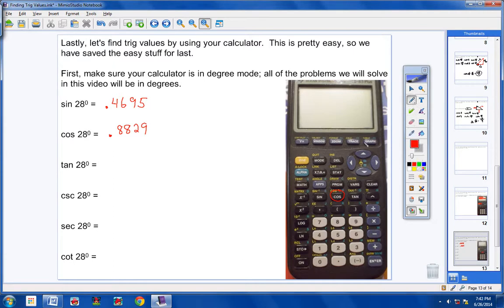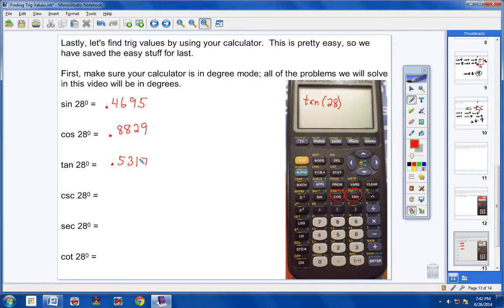Okay, well, next would be tangent. So let's go ahead and hit the tangent button, which is right here, right beside cosine. So you hit tangent, and up pops that parentheses. You put 28. You can close the parentheses if you want to. You don't have to. Tangent of 28 is going to give you 0.5317. Now, here's where it gets a little tricky. Nowhere on your calculator are you going to see cosecant, secant, or cotangent. None of those are there. Okay? And no big deal.